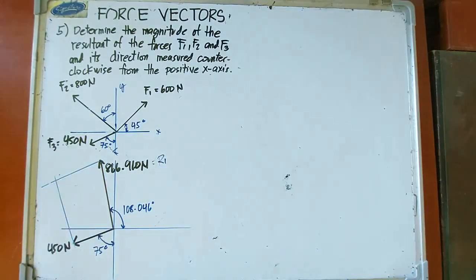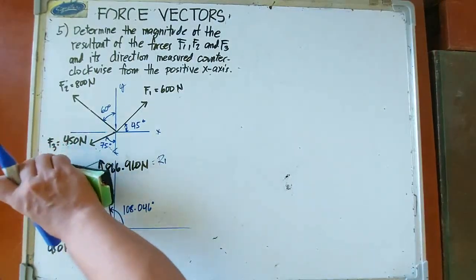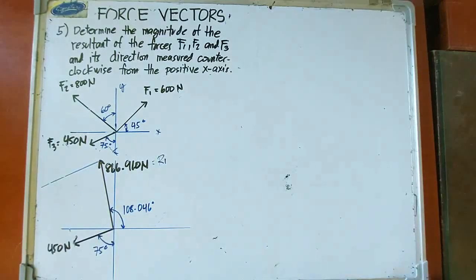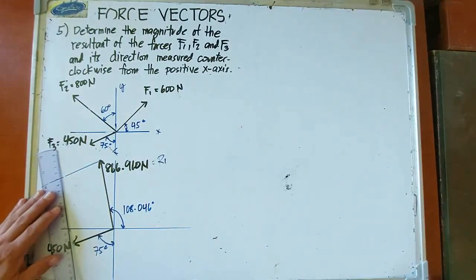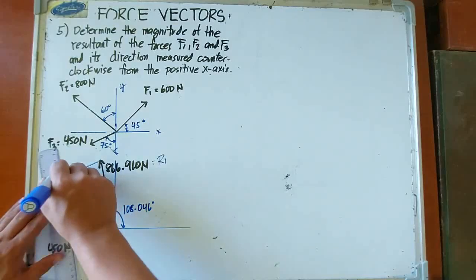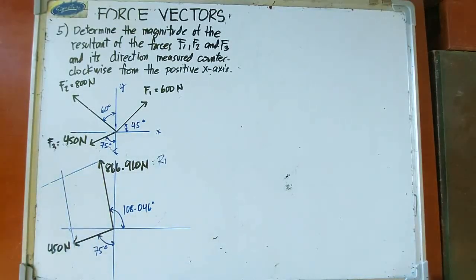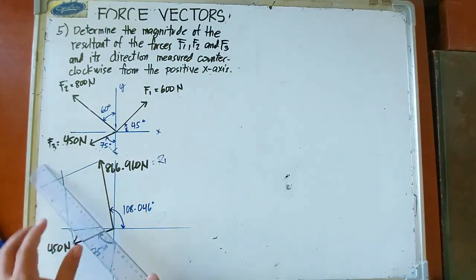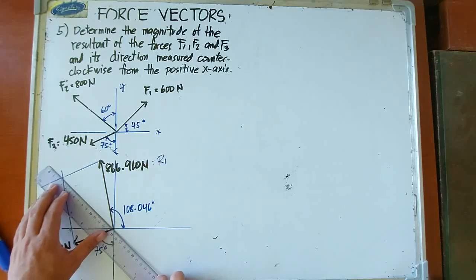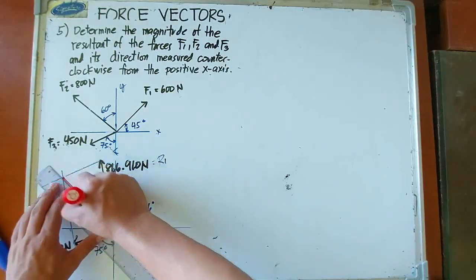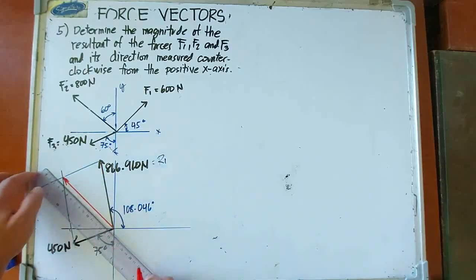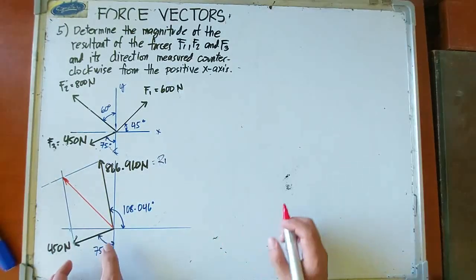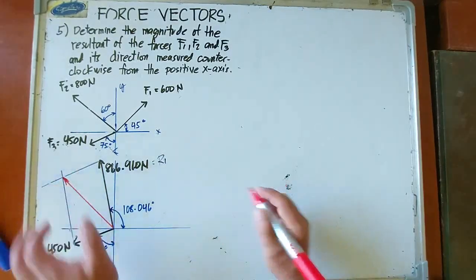Okay, hindi siya parallel. Race. Yeah, mukhang parallel na siya. Okay. So draw the diagonal. Diagonal, that would be the resultant of the two forces. So that would be the resultant. So again, if this is 450, this is also 450.